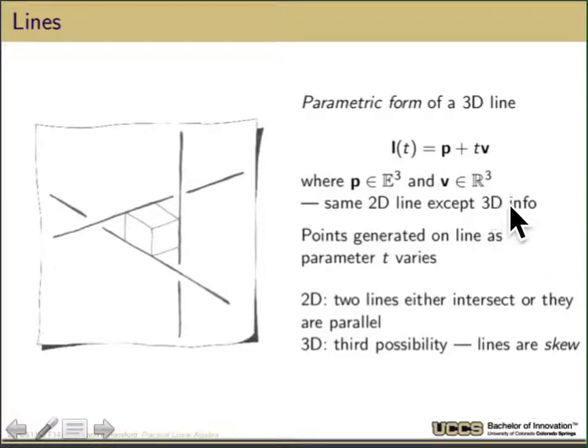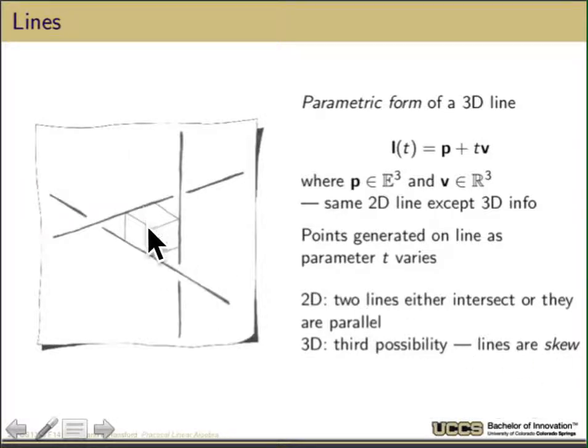And as you can guess, the parametric form exists for 4D, 5D, and as many Ds as you need to. But there is one other thing that's important to remember as we go to higher dimensions. In 2D, a pair of lines either intersect or they're parallel. Those are really the only two choices. Either the two lines never intersect and they're parallel to each other, or they will intersect at one point. In 3D, there's a third possibility. The lines are what we call skew lines.